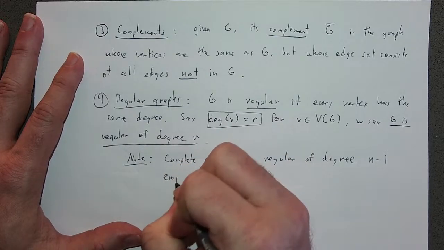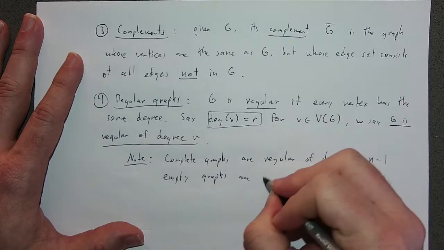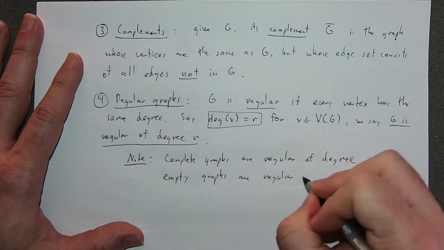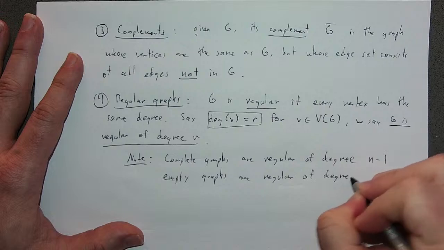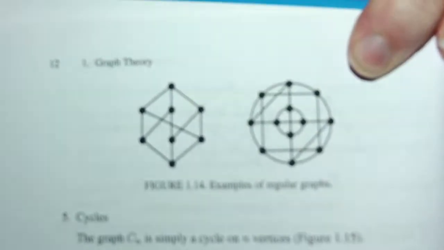Empty graphs are also regular of degree 0, right? None of the vertices are connected to any other vertex, so this is like the complete opposite of this. Okay. All right. What about some other regular graphs? So here, I'm not going to go through why these are regular, but we'll check here in a second. Let's look at this example.